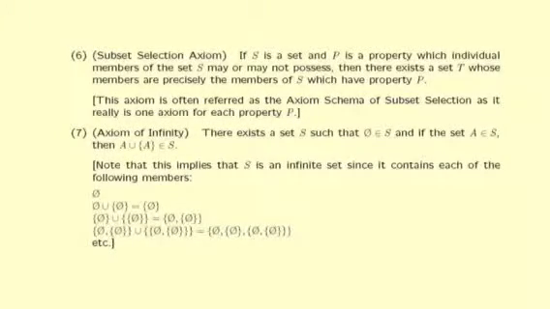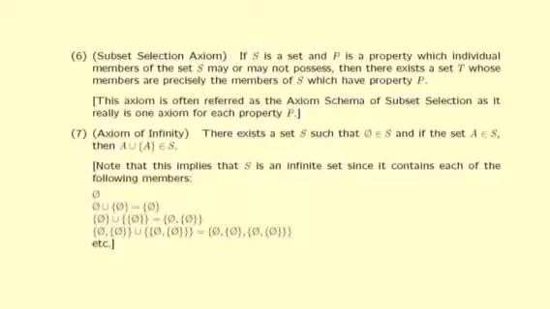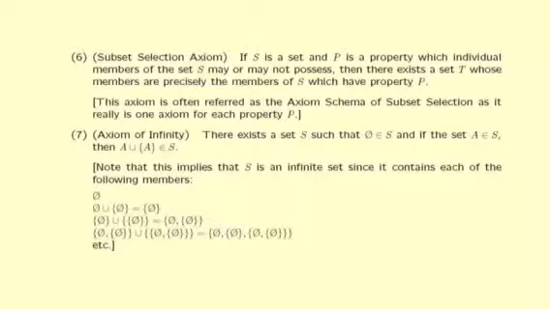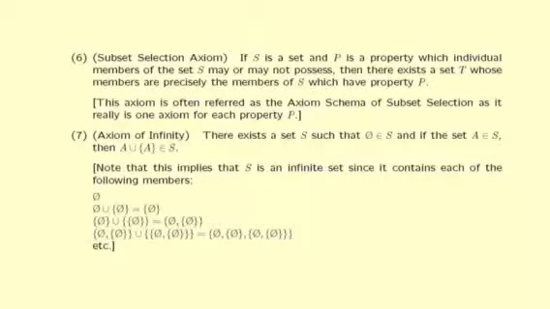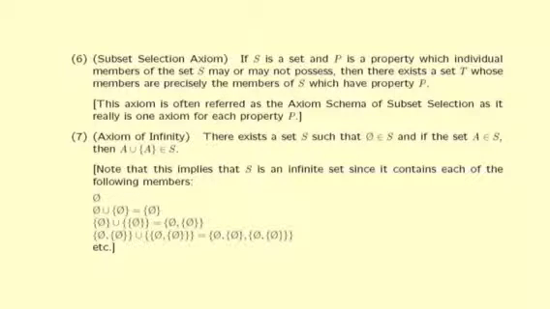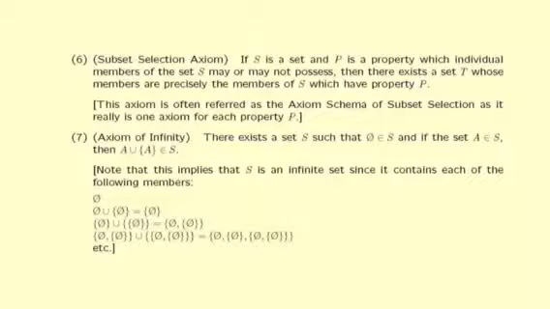Axiom 6 is the subset selection axiom. It says that if S is a set and P is a property that each member of S may or may not possess, then there is a set T whose members are precisely the members of S which have property P. For example, if S is the set of all natural numbers and P is the property of being a prime number, then this axiom tells us that the set T of all prime numbers exists.